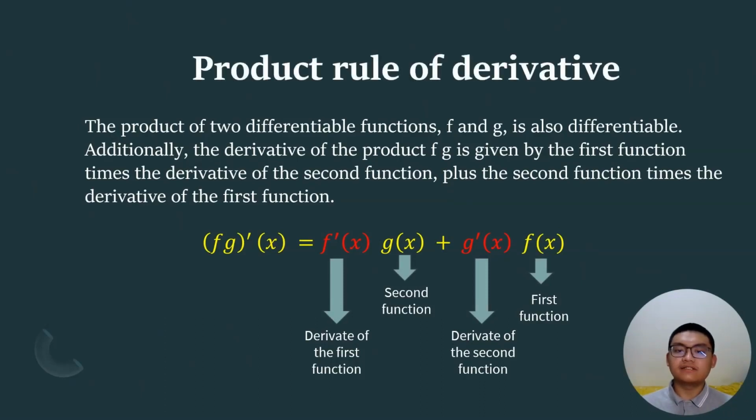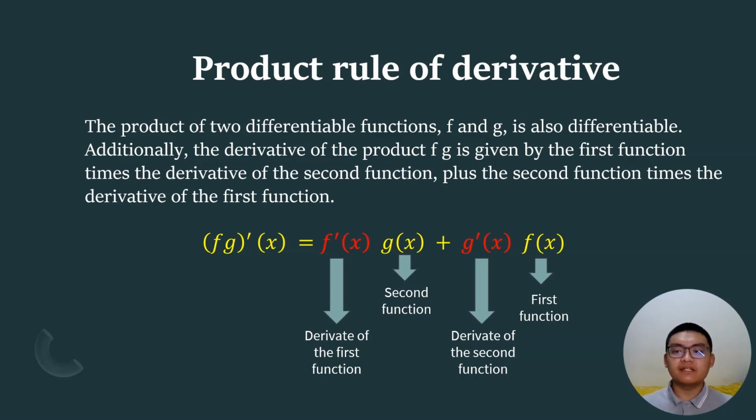So now, in this slide, the product rule states that the product of two differentiable functions f and g is also differentiable. Additionally, the derivative of the product of f and g is given by the first function times the derivative of the second function, plus the second function times the derivative of the first function.